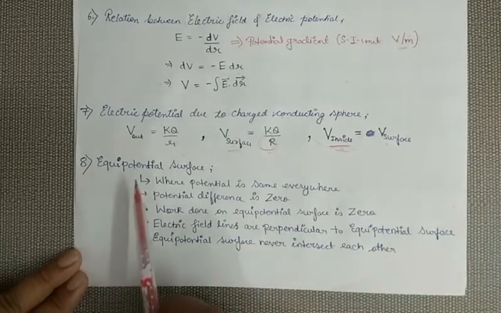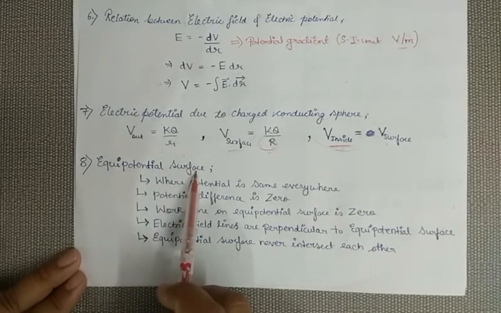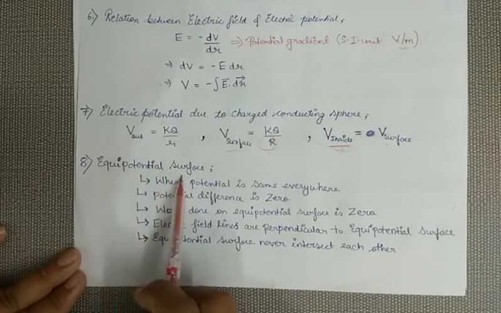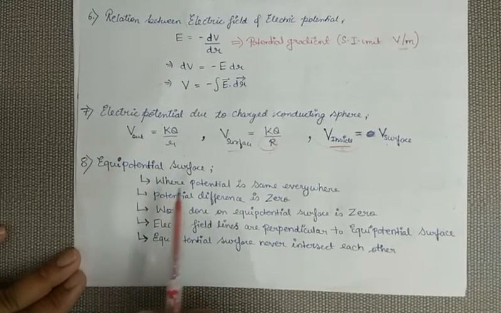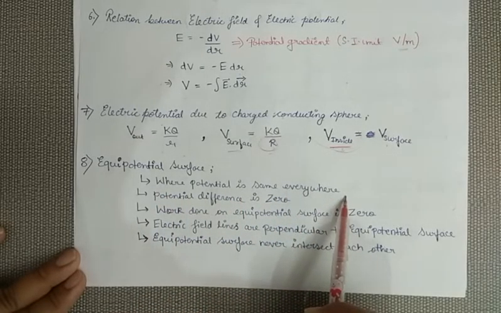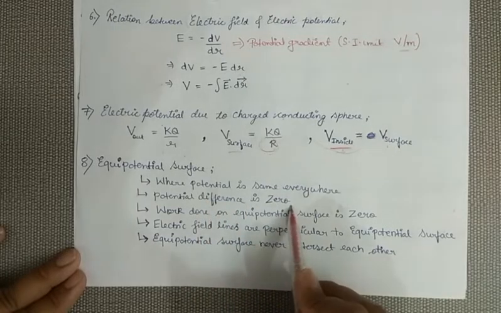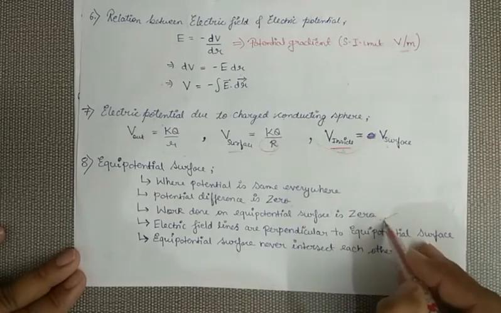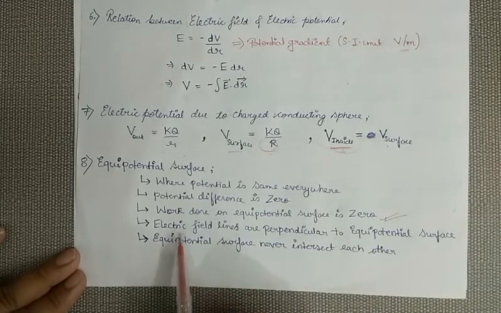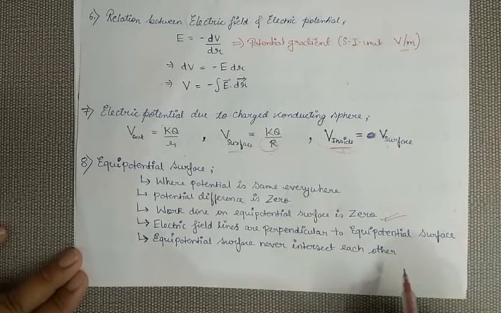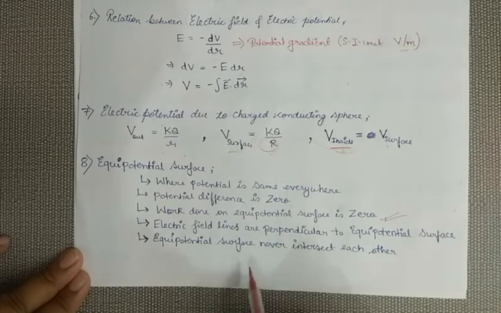Then, our last topic was equipotential surface. As the name suggests, equipotential surfaces are those surfaces where potential remains the same. So where potential is the same everywhere, such surfaces are called equipotential surfaces. So potential difference is zero on them, and the amount of work done on an equipotential surface is always zero. Second, electric field lines are always perpendicular to the surface, and equipotential surfaces never intersect each other. All these points I have discussed in my previous lecture with suitable reasons also.